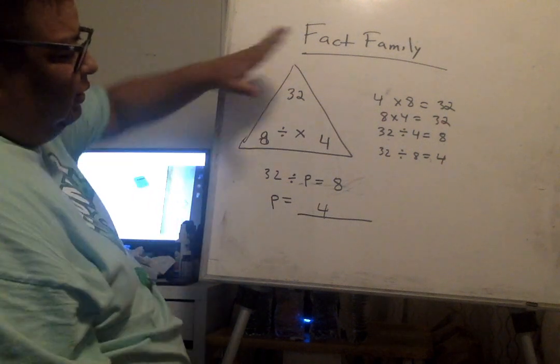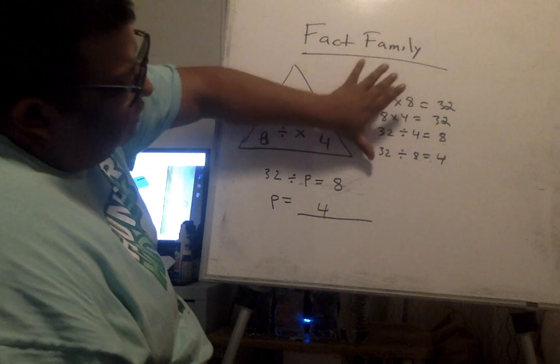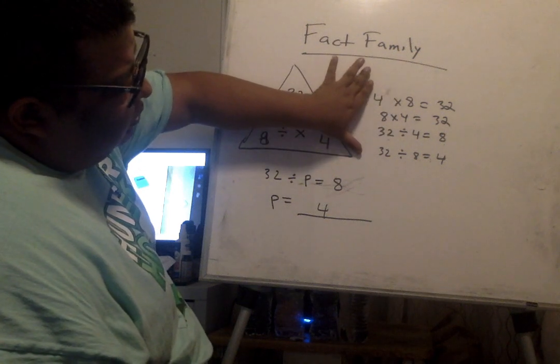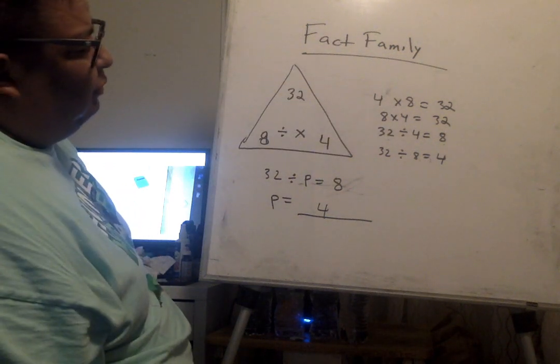So this, together with this triangle and these 4 statements, is called a fact family.